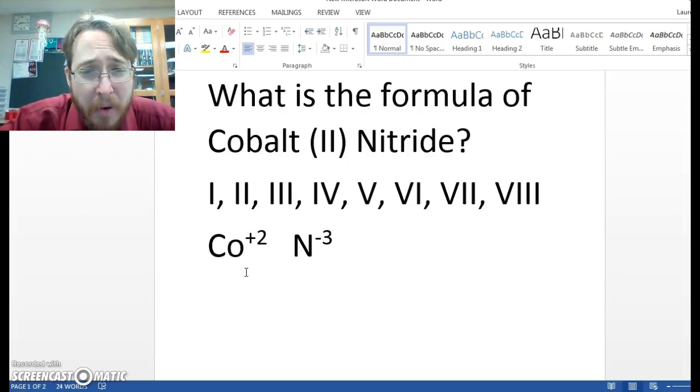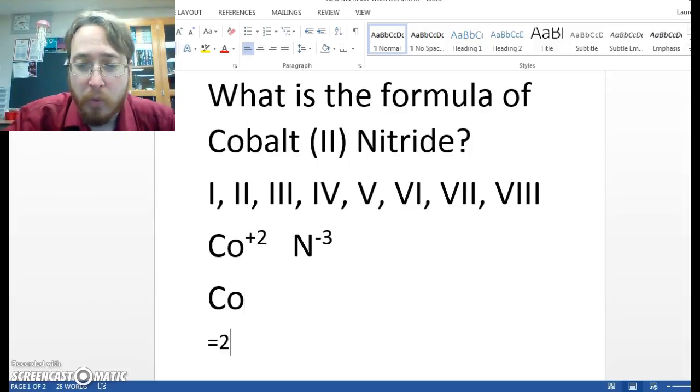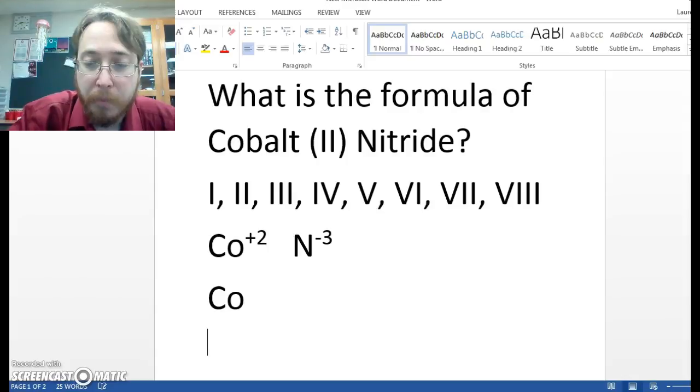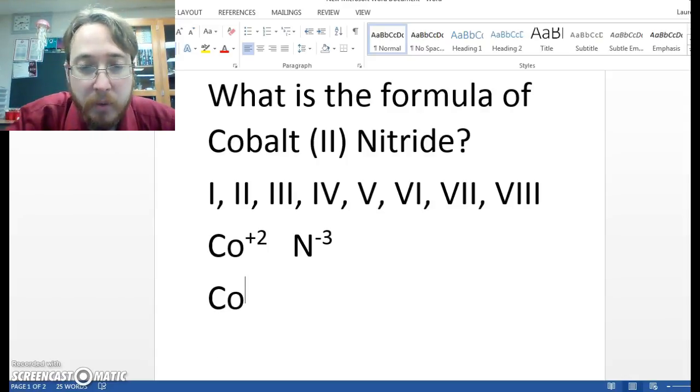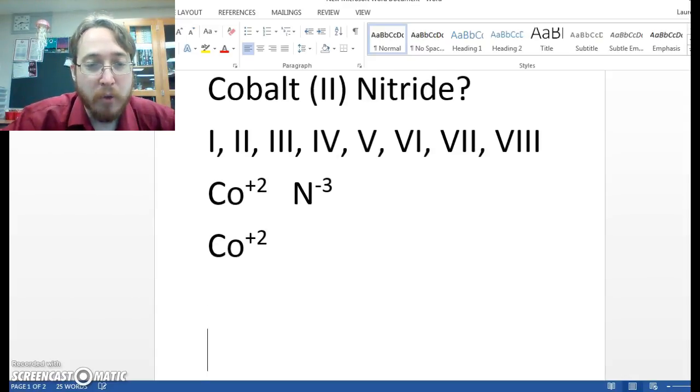So if nitrogen is -3, that means we're going to need more cobalt because cobalt is behind. So we're going to add a +2. A +2 there. So now we have +4 on the positive side and -3 on the negative side.